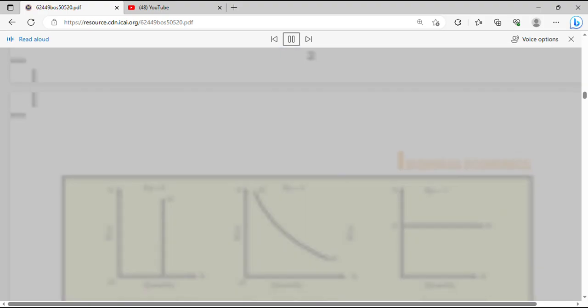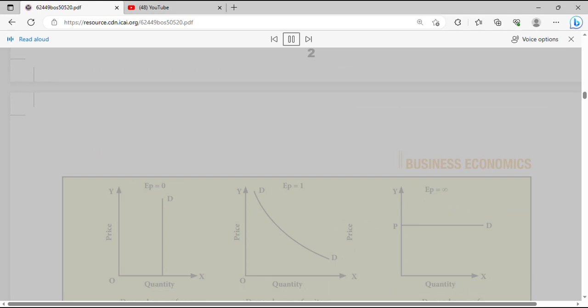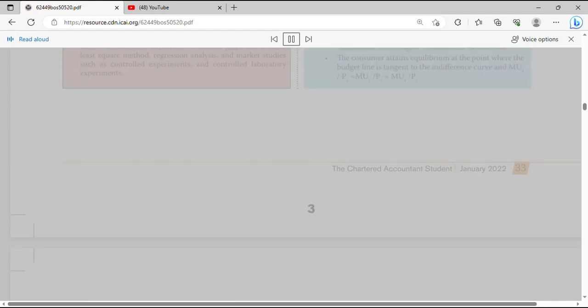2. Business economics. The Chartered Accountant Student, January 2022, 33.